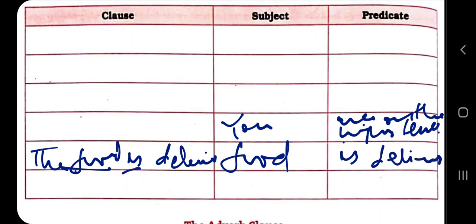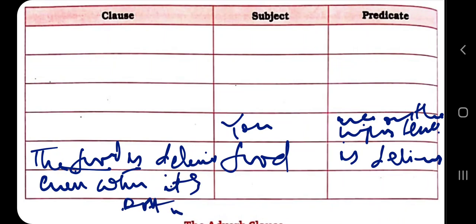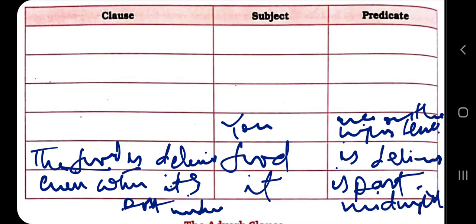Even when it's post midnight. Here the subject is it. We are talking about it, what? Post midnight. The predicate is post midnight. I hope it is clear to you. Let's move to the next part.